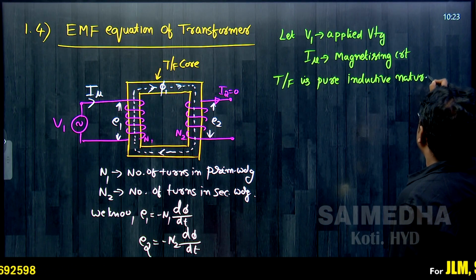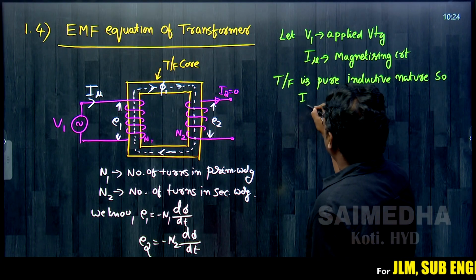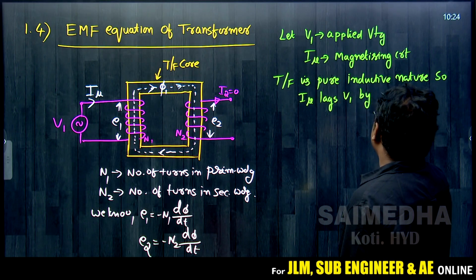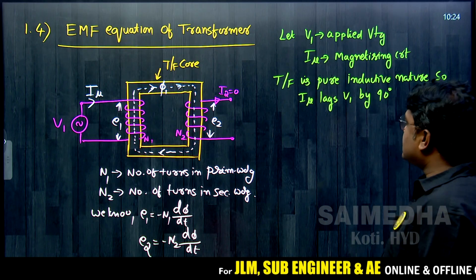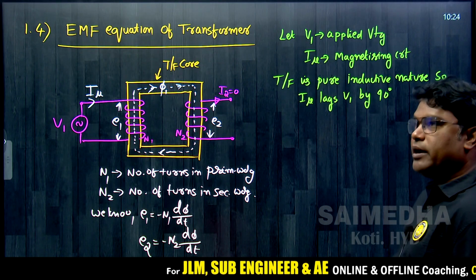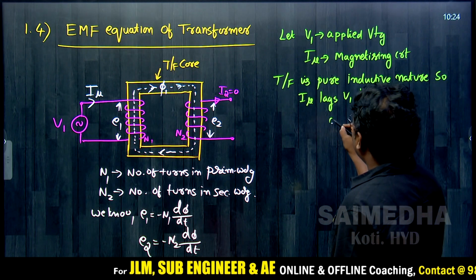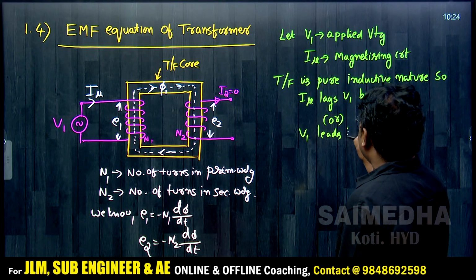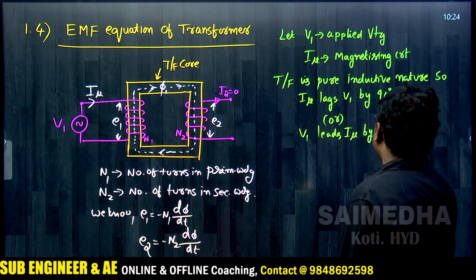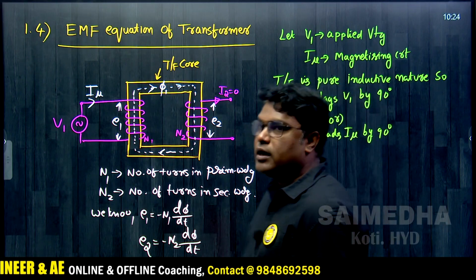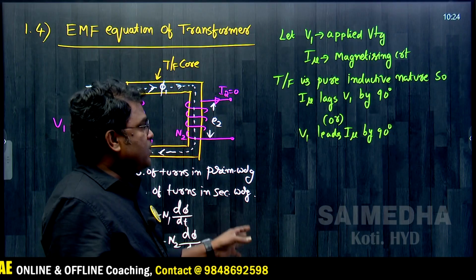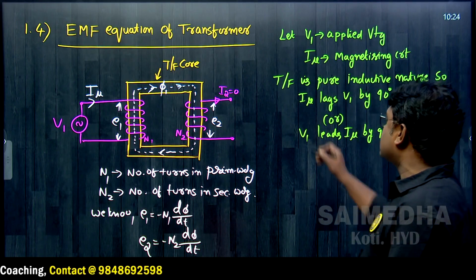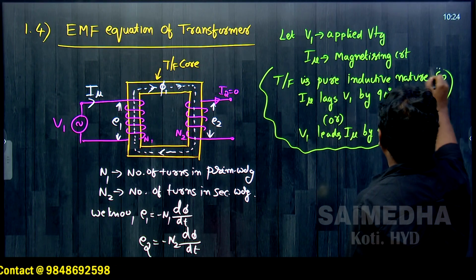So this magnetizing current lags the applied voltage V1 by 90 degrees. We can say the magnetizing current lags the applied voltage by 90 degrees, or alternatively, the applied voltage V1 leads the magnetizing current by 90 degrees. Both statements are correct. The magnetizing current lags the applied voltage by 90 degrees, or the applied voltage leads the magnetizing current by 90 degrees, because the transformer is of a pure inductive nature.